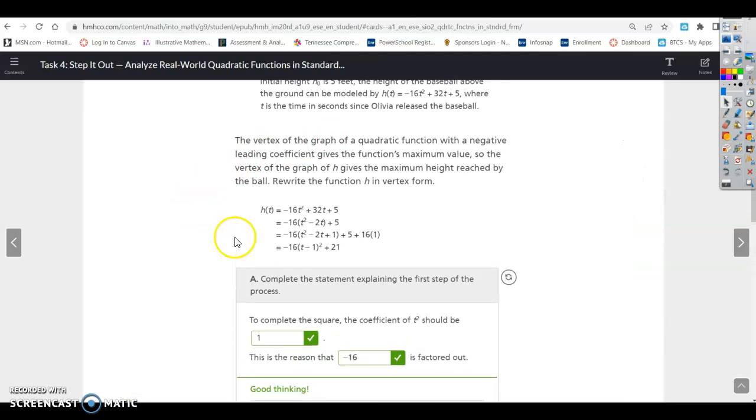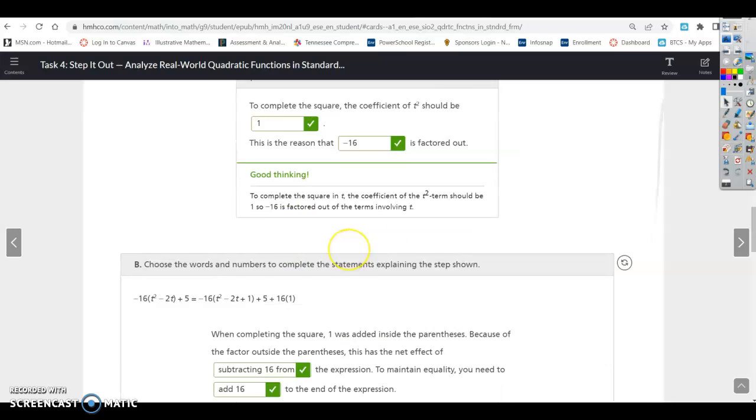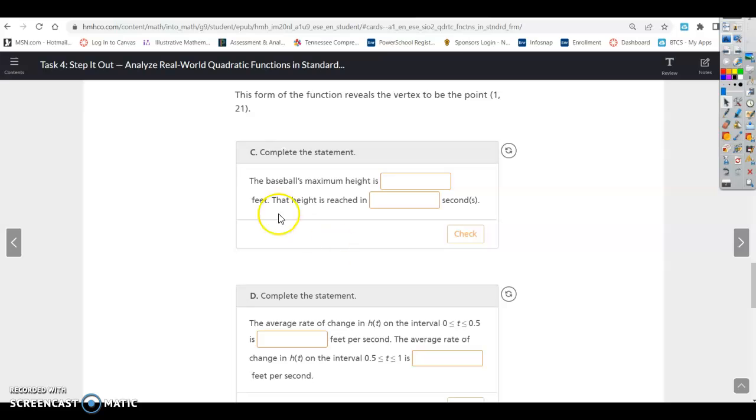Right here, opposite h plus k. So h and k, that's where the 1 and the 21, that is your vertex. The baseball's maximum height is 21 feet. That height reached, so you reach that height in 1 second.